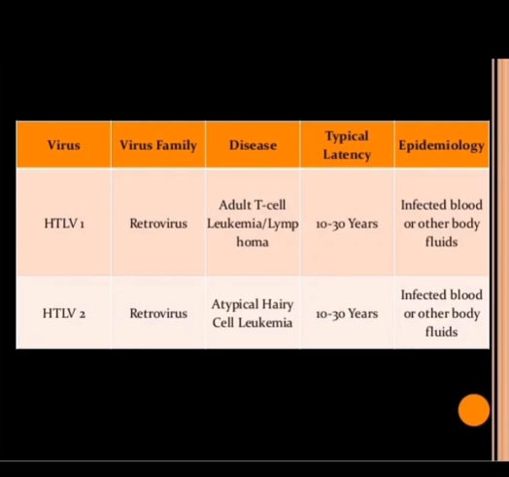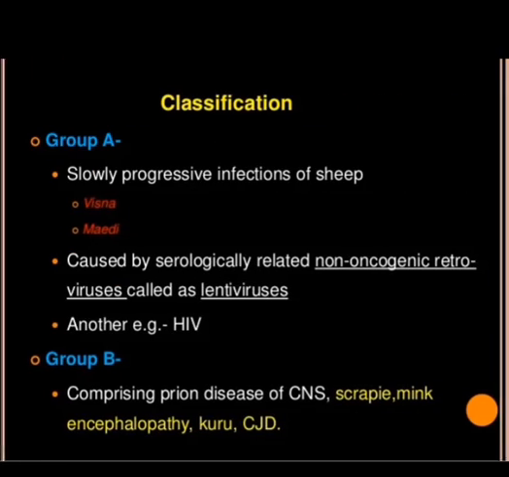HTLV-1 comes under the virus family retrovirus. Adult T cell leukemia or lymphoma is caused here, and the latency period is 10 to 30 years. The epidemiology is infected blood or other body fluids. Another one is HTLV-2. The virus family is retrovirus, and the disease is atypical hairy cell leukemia. The latency period is 10 to 30 years. It is spread by infected blood or other body fluids.